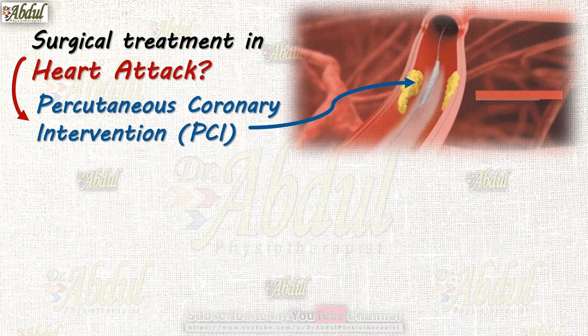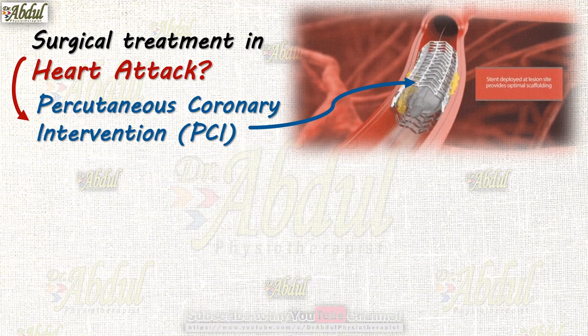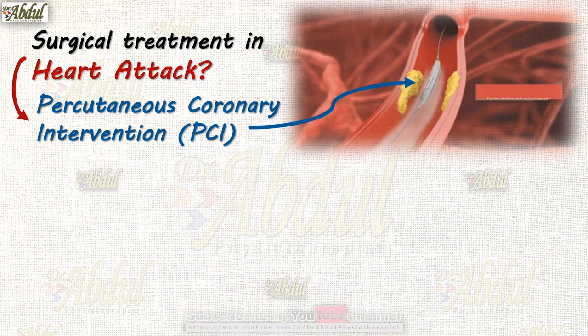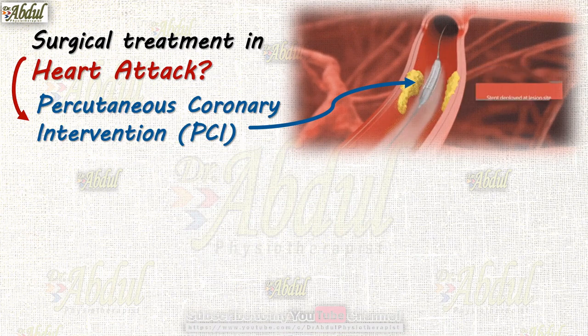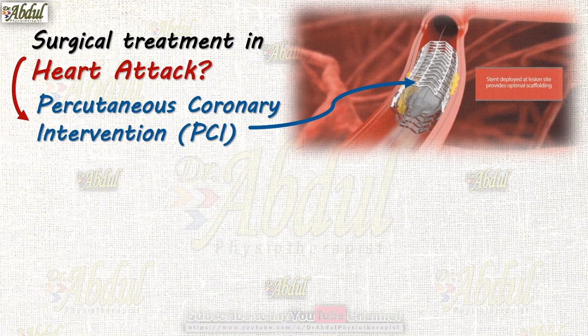As you can see in the diagrammatic representation, this procedure is basically inserting a catheter based device into one of your major blood vessels, and once the catheter is inserted through a small incision and it reaches the blocked artery of your heart, the surgeon will inflate a small balloon on the end of the device to widen the blood vessel and clear the blockage.